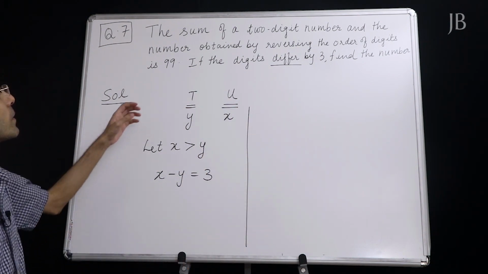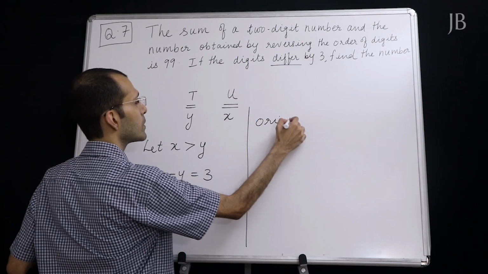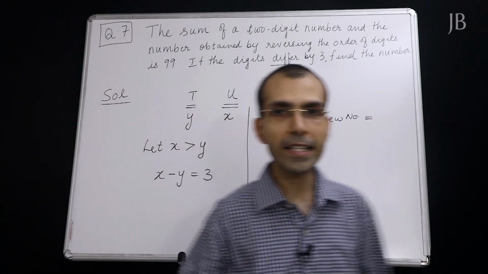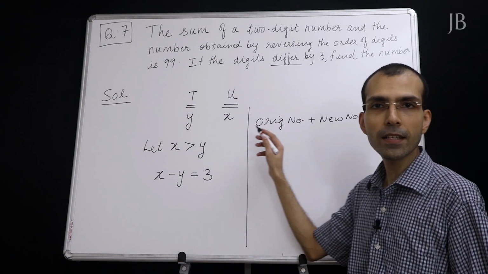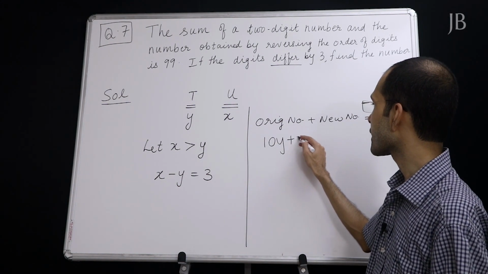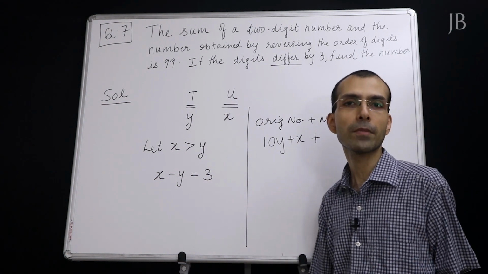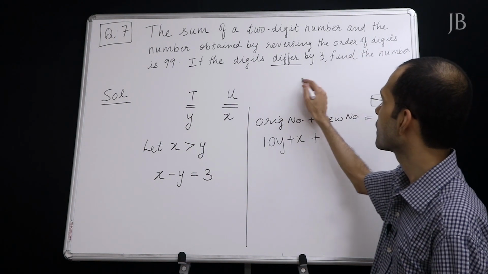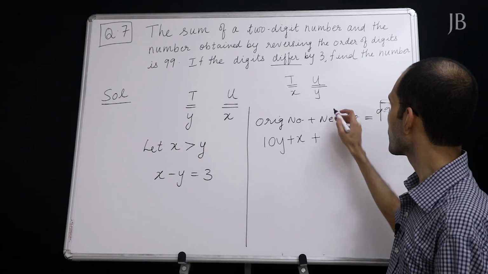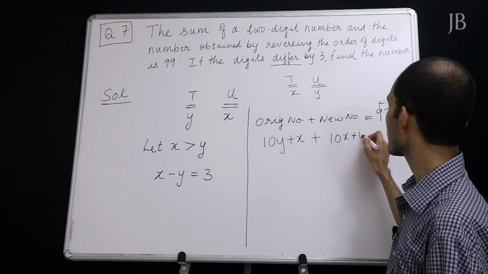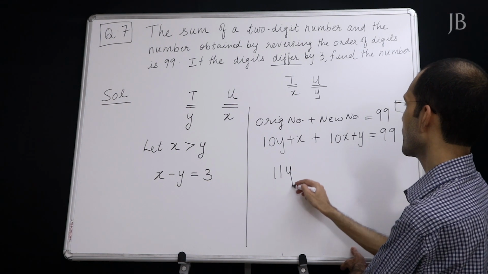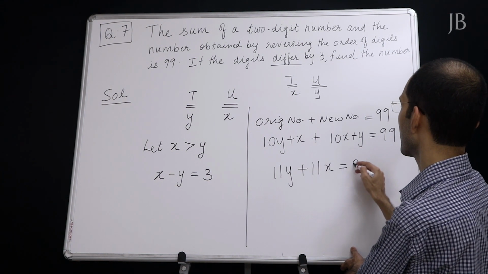Second equation. Original number plus new number equals how much? 99. So the original number will be how much now? 10y plus x. Do you agree? 10y plus x plus the new number. How do we get the new number? By interchanging the digits, that's what they have said. So this is x and this is y, the digits are interchanged now. So the new number would be 10x plus y, and this total comes to 99. Now 10y plus y is 11y, plus 11x is 99.